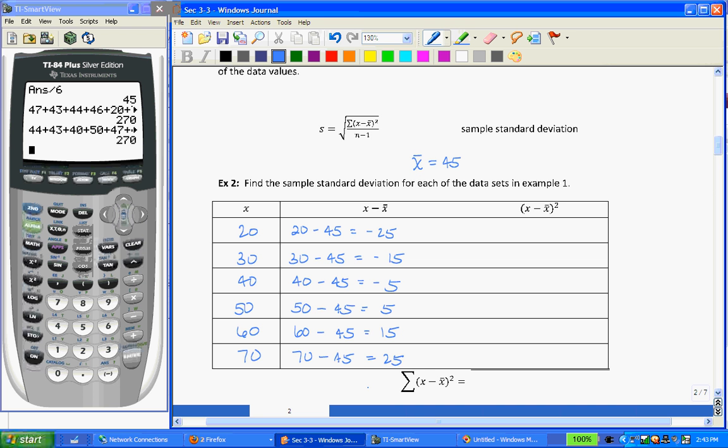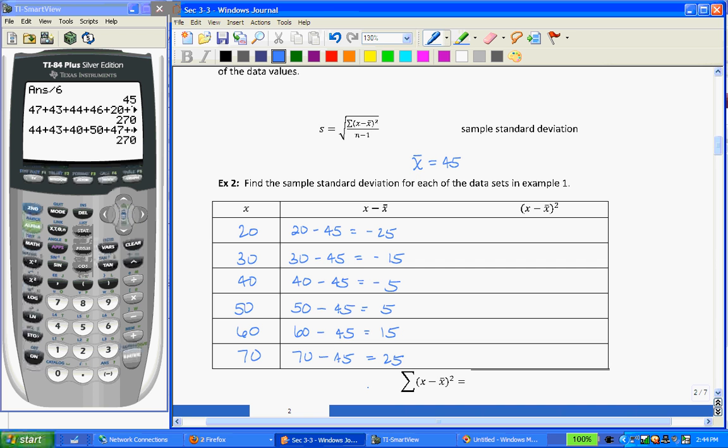Now, what would happen if we were to add up our values at this point? Noticing that we have a negative 25 and a positive 25, and a negative 15 and a positive 15, and a negative 5 and a positive 5. Well, if I were to add those all up together, I'd get 0, which doesn't tell me anything about spread. And it's because of those positive signs and negative signs, which makes sense, which means some of our data values are higher than the mean, and some of our data values are lower than the mean.